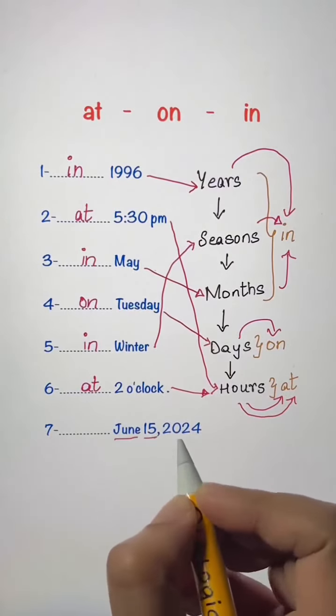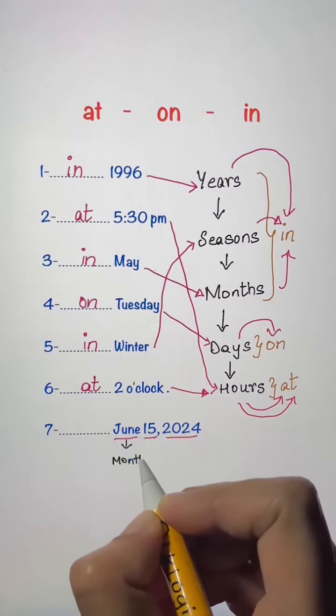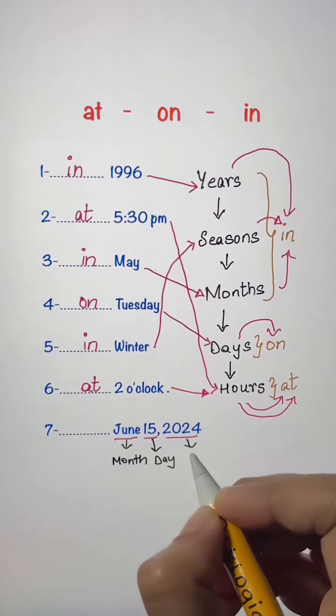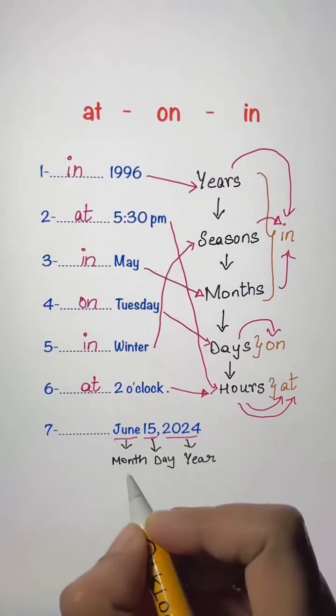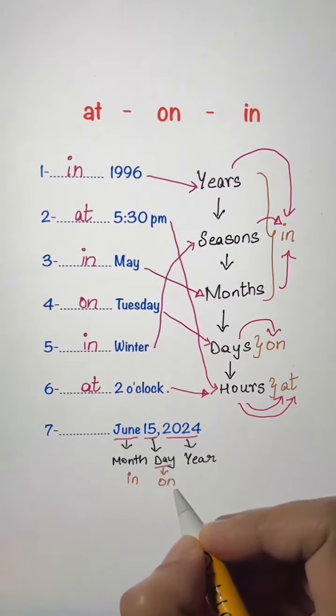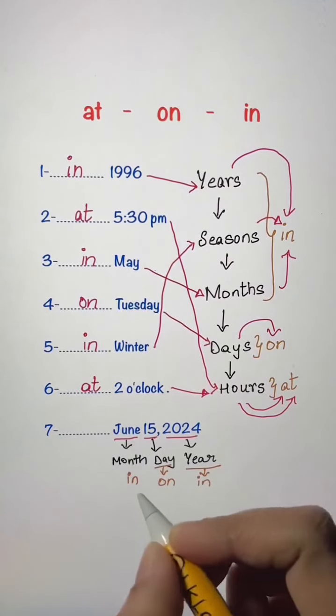June 15, 2024. This one is tricky because June is a month. 15 here means the day, and 2024 means the year. With a month, we use in, and with a day, we use on, and with a year, we use in again. So what should we use here?